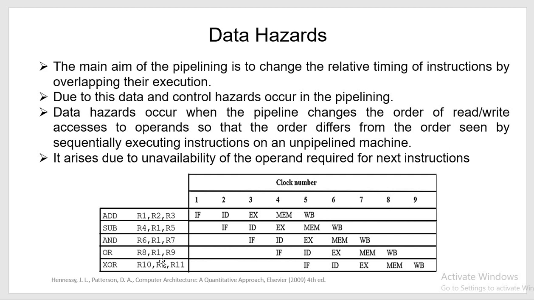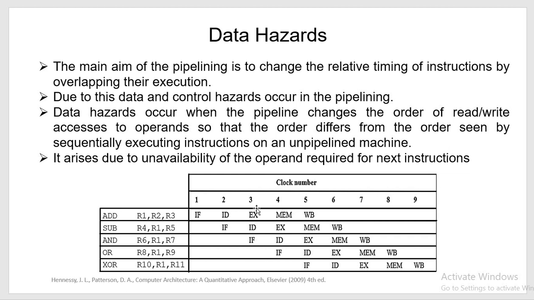Now we will try to understand this with the pipeline structure. The first instruction, ADD R1, R2, R3, will be fetched in the first clock cycle, as per the operational sequence of the pipeline structure. In the second clock cycle, the first instruction will move to the decoding stage, and the opcode of the second instruction will be fetched.